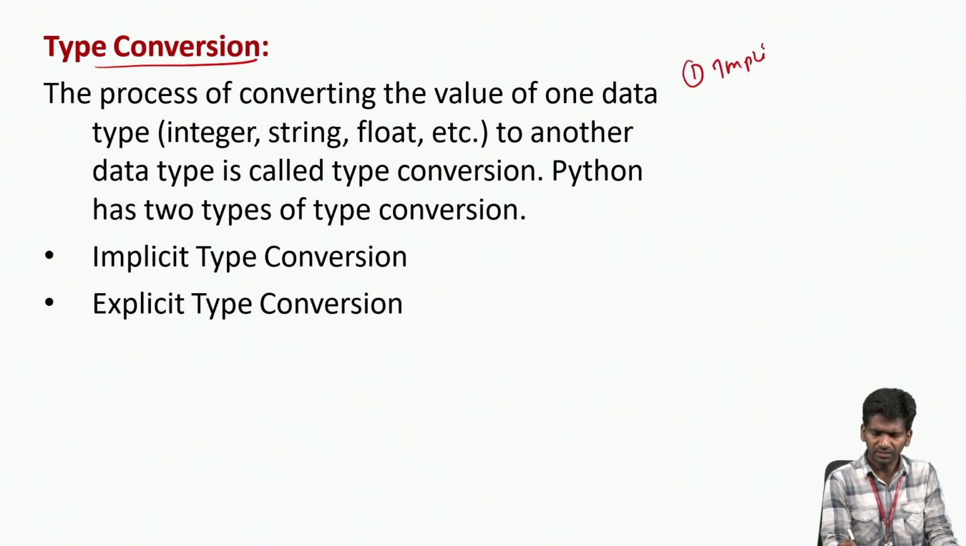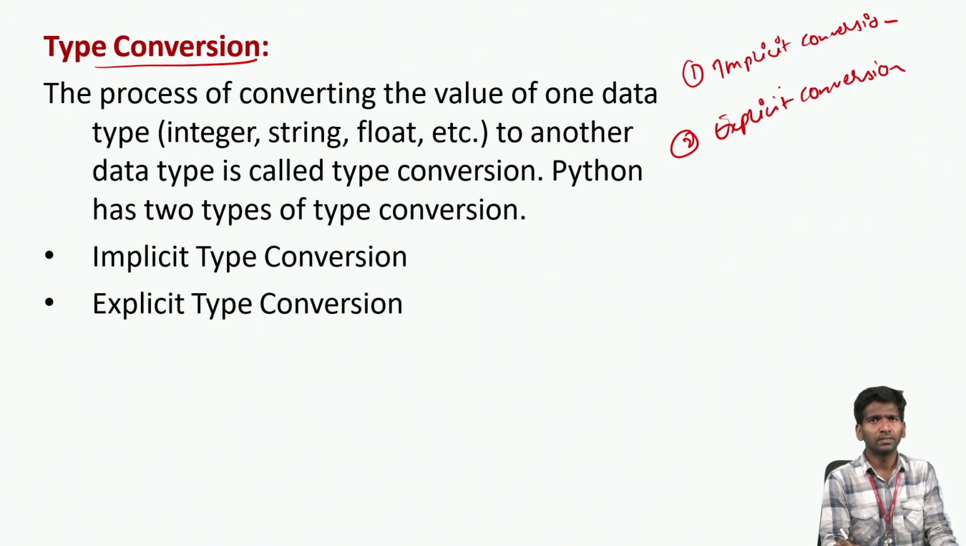It is of two types. One is implicit conversion, and the other one is explicit conversion. In implicit conversion, the system itself will convert the data type from one data type to another. Whereas in explicit type conversion, we need to do it manually. We can take one example and try to see it practically.